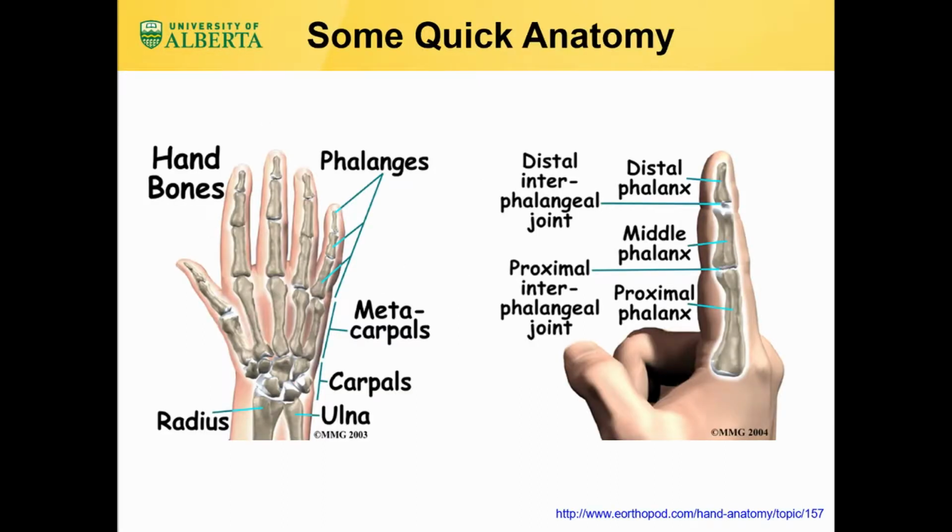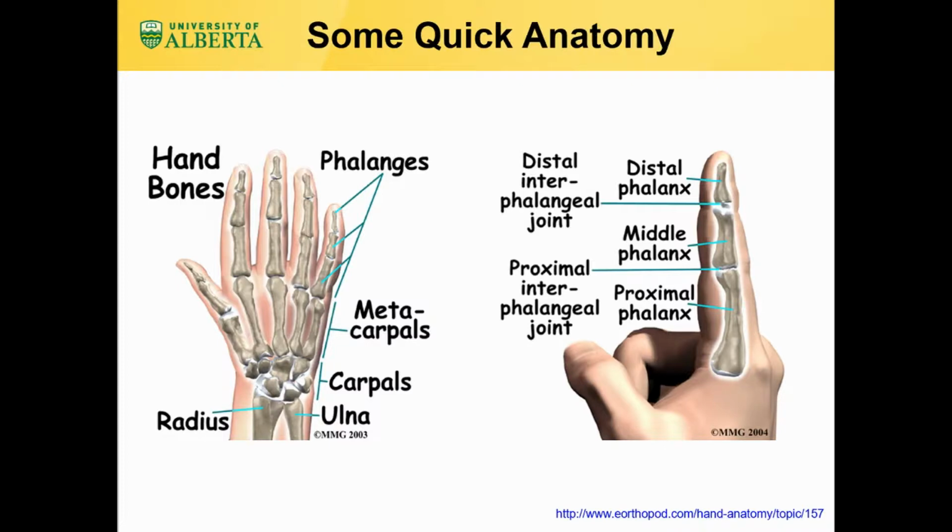We are starting off with a quick refresher of hand anatomy and the terminology that will be used in this talk. The hand is composed of 19 bones and 19 joints. The bones consist of carpals, metacarpals, and phalanges, and the joints are named respective to the bones they are joining. Today, we will be focusing on phalanges and interphalangeal joints.